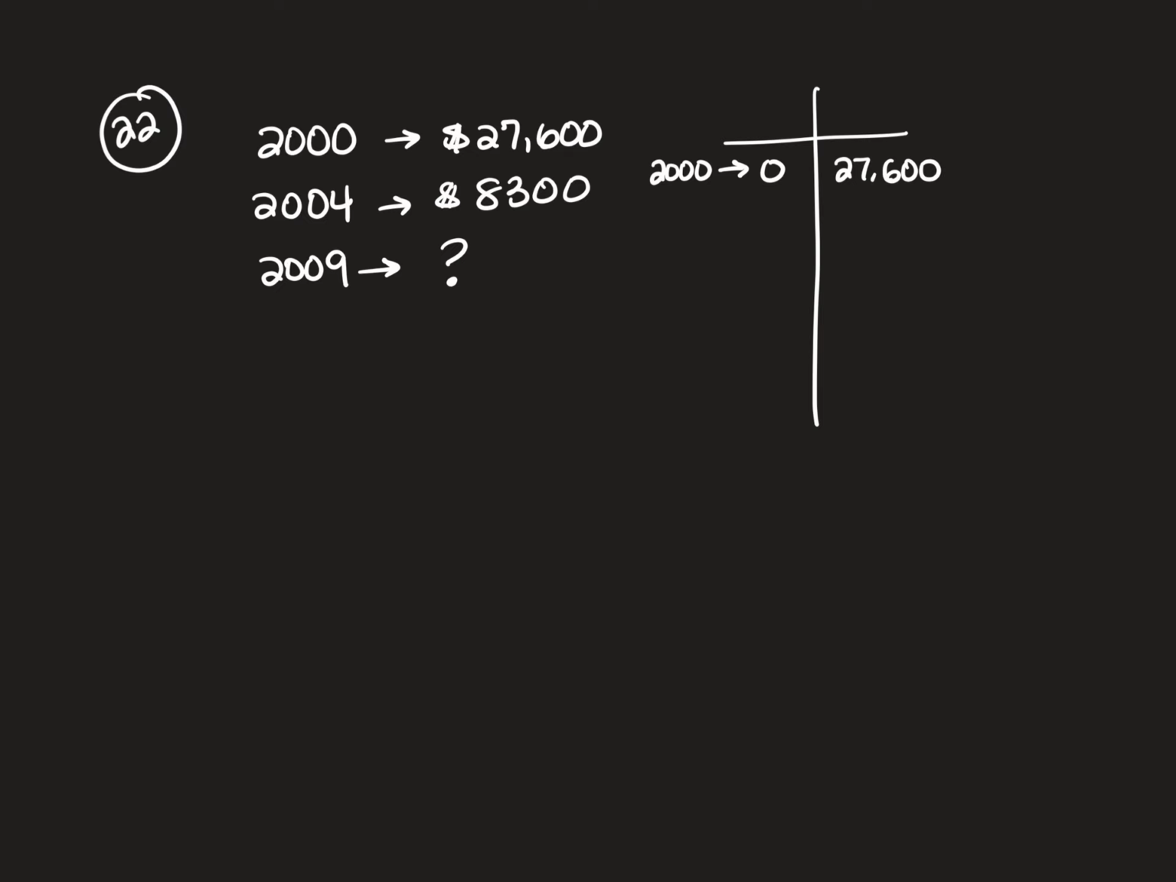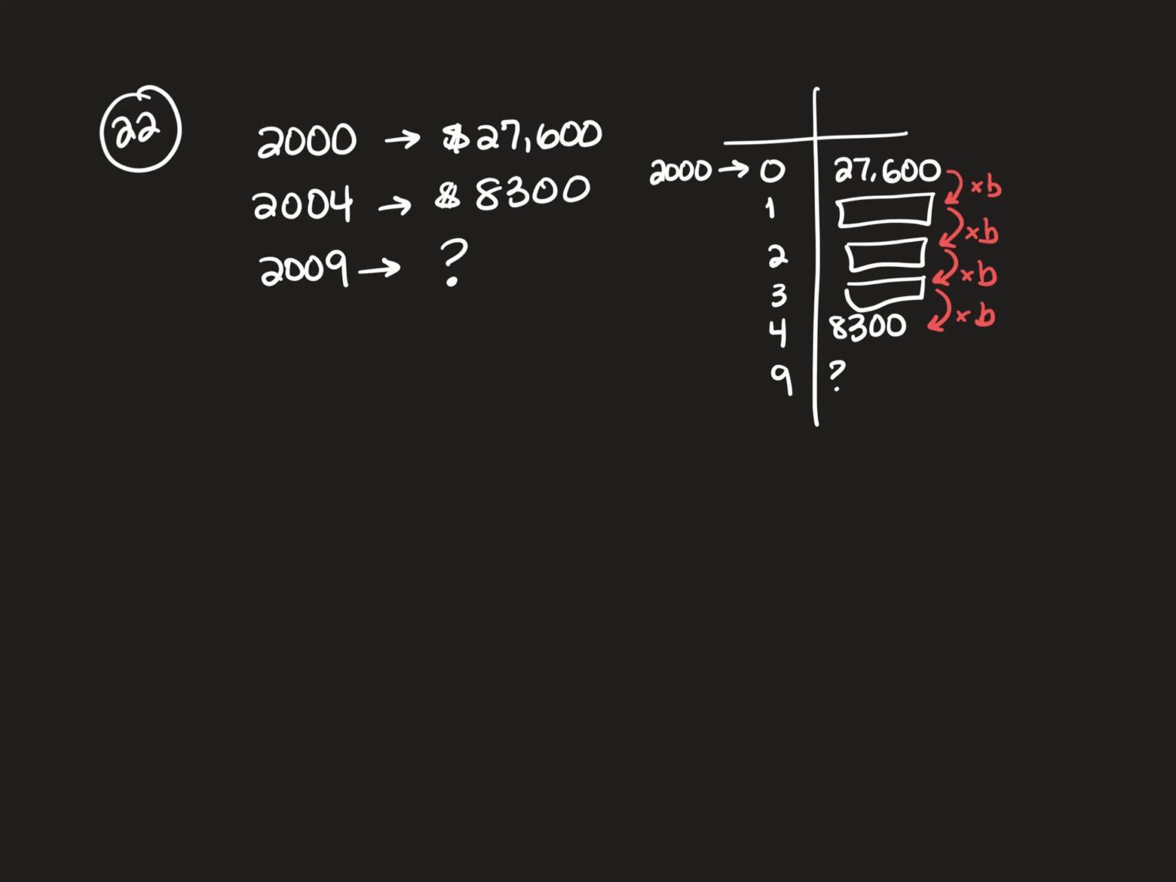27,600. I don't know year 1, 2, or 3, but I do know that year 4 is 8,300, and I am trying to find year 9. So in between year 0 and 4, I had 3 values, and I know if I multiply by the same thing, eventually I'll get to year 4.